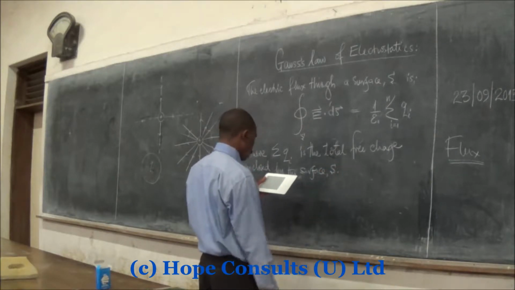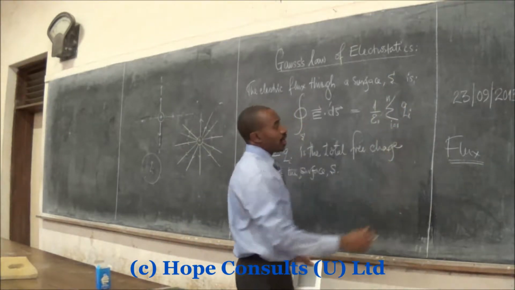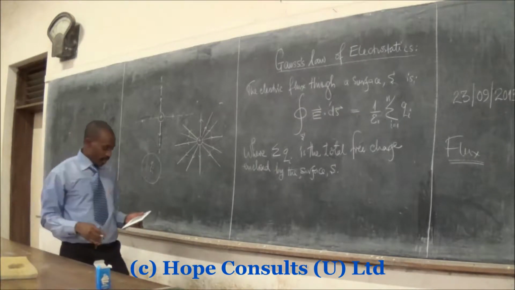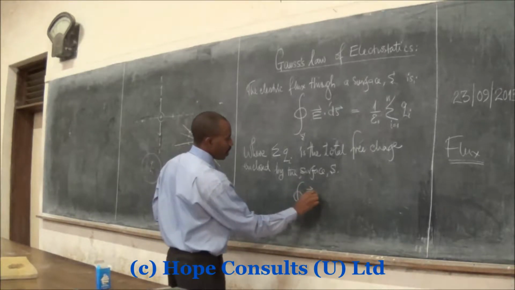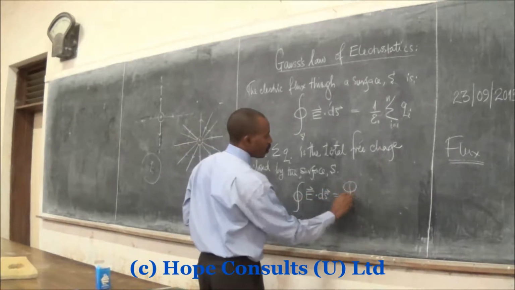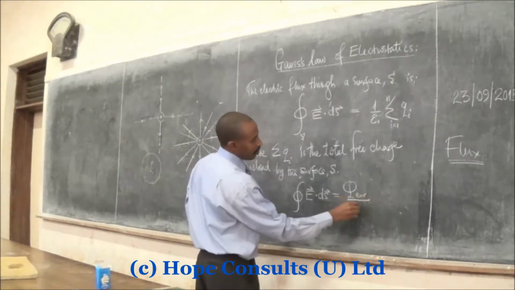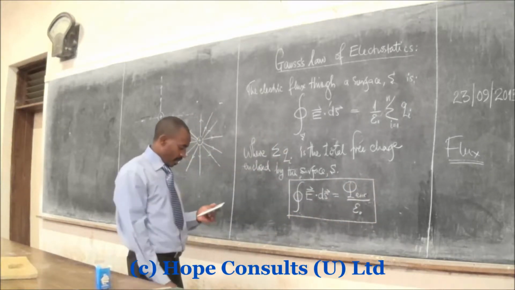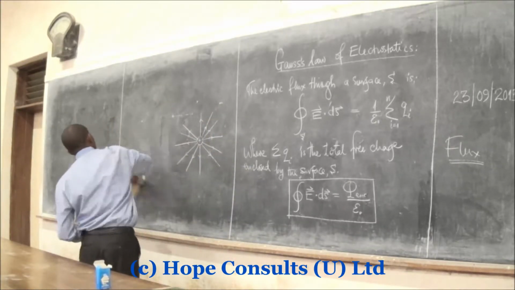We can make it a little bit nicer. Since we are talking of the total charge from i equals 1 up to n of q_i, we will get the total. That means we will have our integral of E dot dS being the same as the enclosed charge, Q_enc, short for enclosed, divided by epsilon naught. And this is what we call the integral form of Gauss's law.